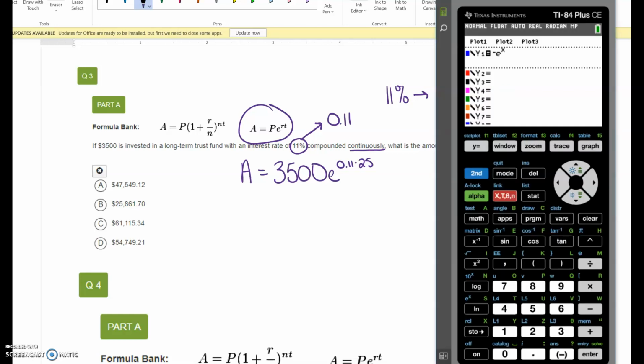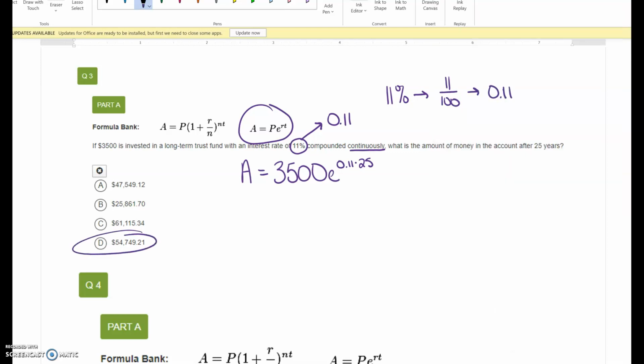And you need any kind of calculator for this. You don't need a graphing calculator. You can use any scientific calculator. 3,500. e is directly above your LN button. So find your LN button and do second LN button. 0.11 times 25. 54,749.21. That would be this option.